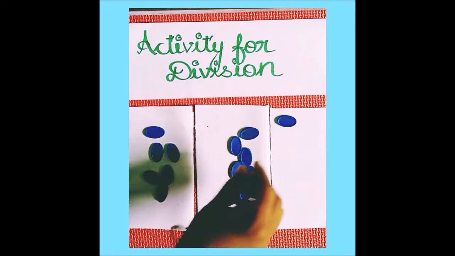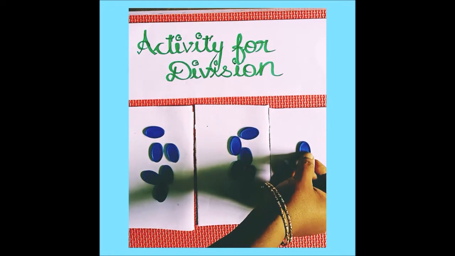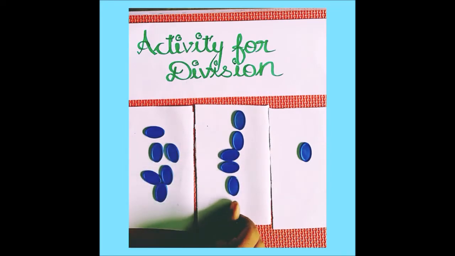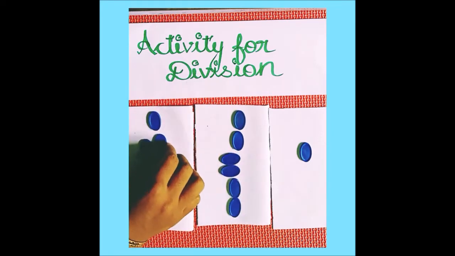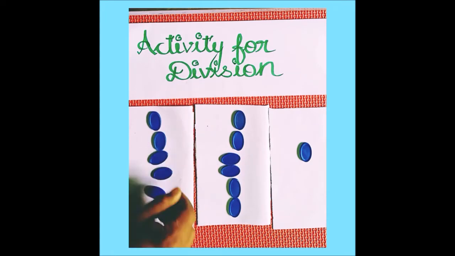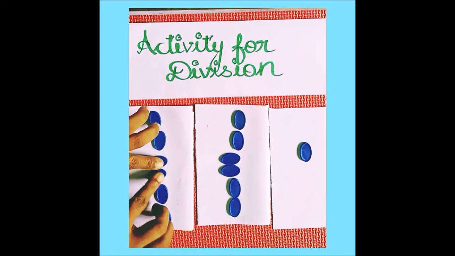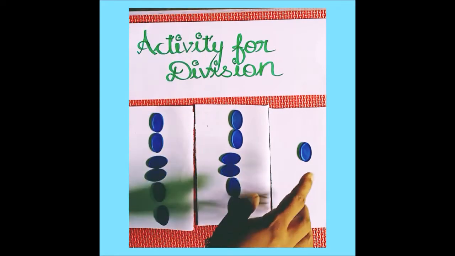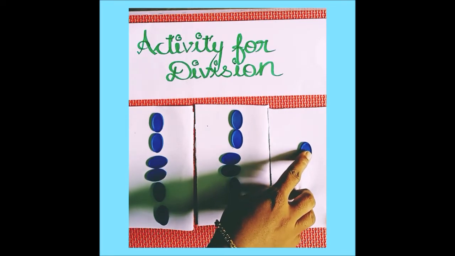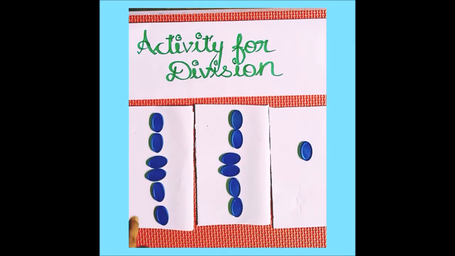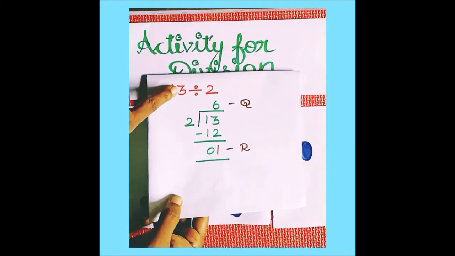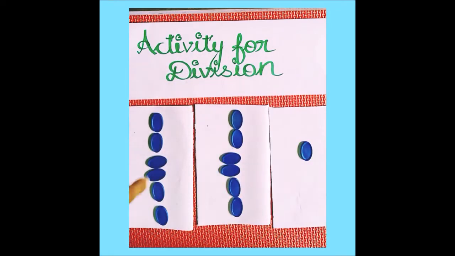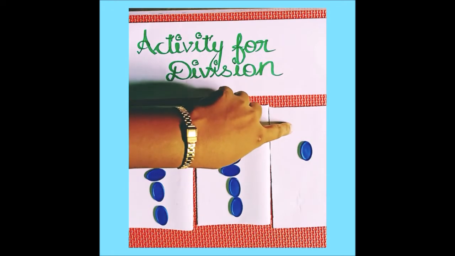See here, there is 1 coin remaining. In each part, let us count how many coins there are. 1, 2, 3, 4, 5, 6. Thus in each part we get 6 coins and 1 coin remains. So our remainder is 1 and quotient is 6. While we are dividing 13 by 2, our quotient is 6 and remainder is 1. Similarly here, our quotient is 6 and the remainder is 1.